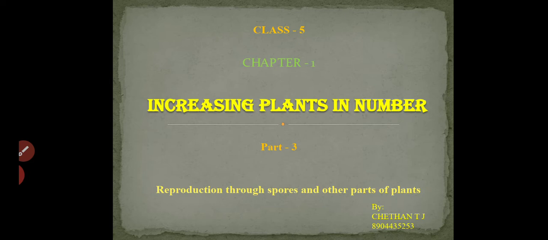Good morning, dear children. Today we are going to discuss increasing plants in number, part 3. In this concept we are discussing reproduction through spores and other parts of the plants. Reproduction through spores.